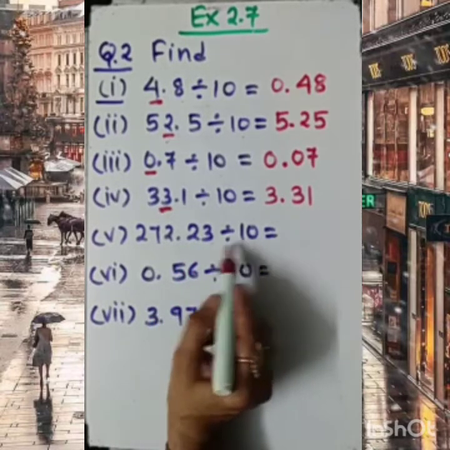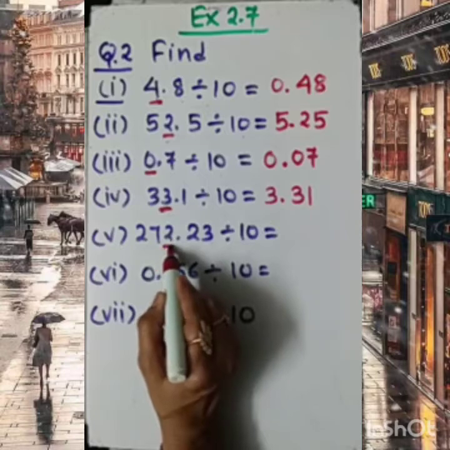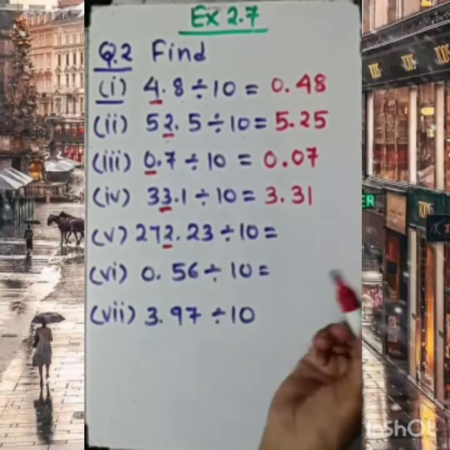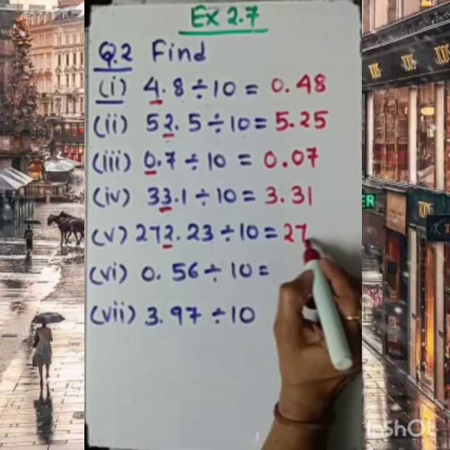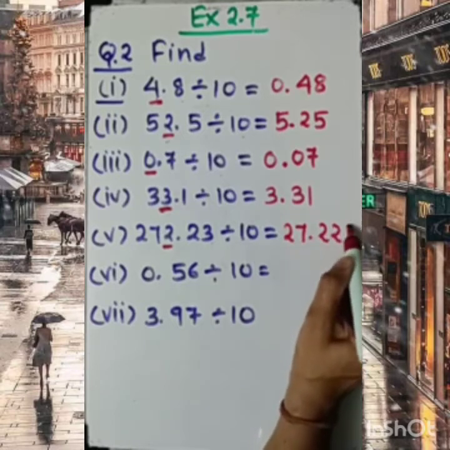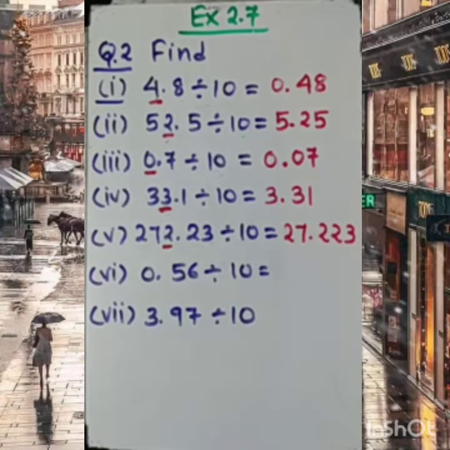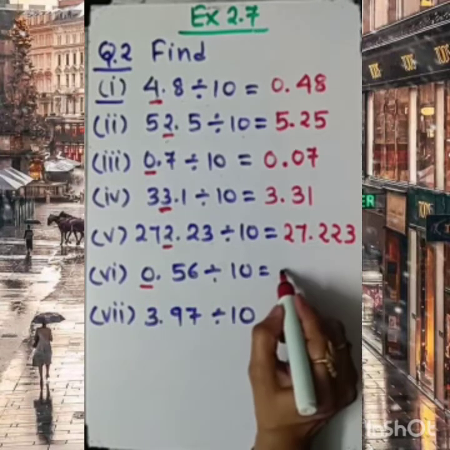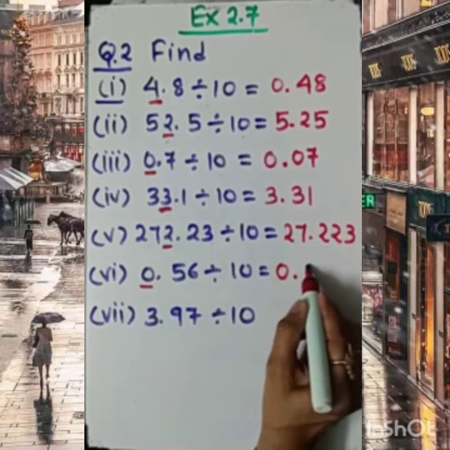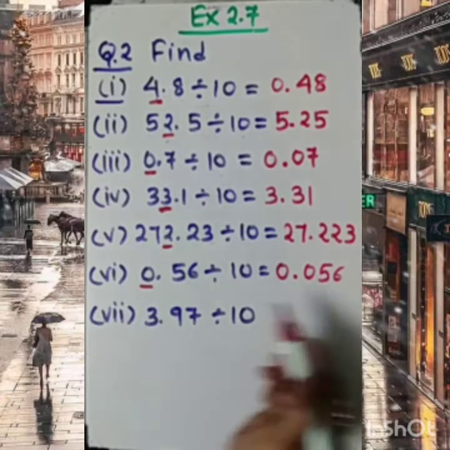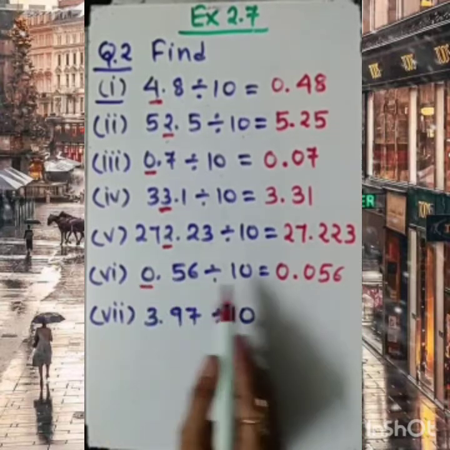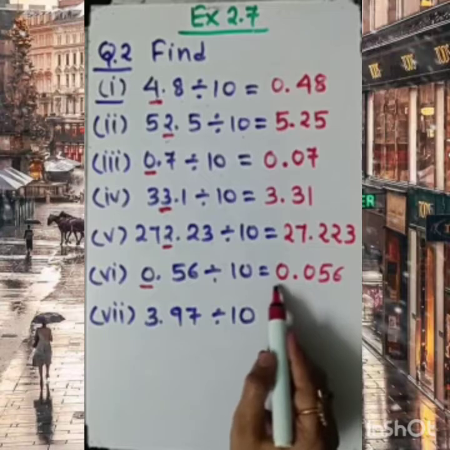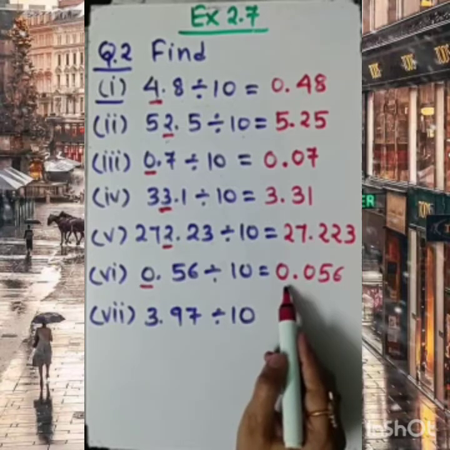Here again before the decimal, this 2 is there, that we need to shift to this side, so 27.223. Here before the decimal is 0, so I need to shift 0 to that side, so 0.056, because if I shift this 0 this side, the integer portion I need to mention 0 over here.